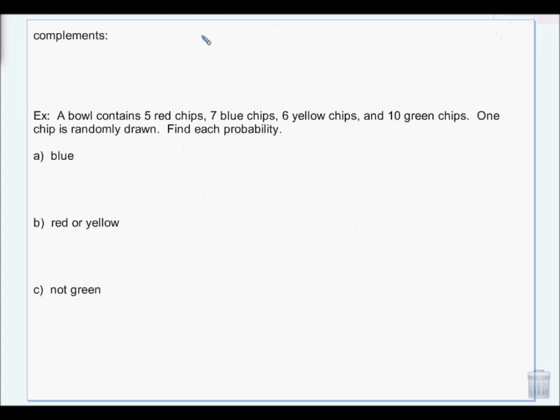So complement is like the opposite. So if you want to roll a 2 on the die, the complement is going to be 1, 3, 4, 5, and 6. So the complement is the set of outcomes you don't want.